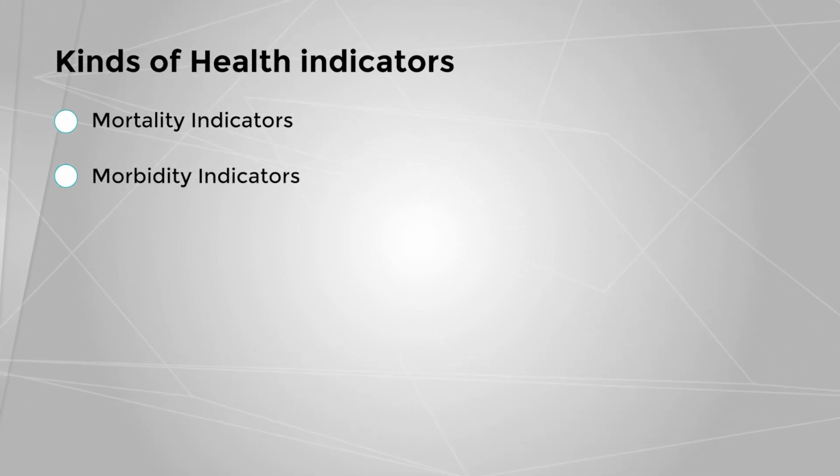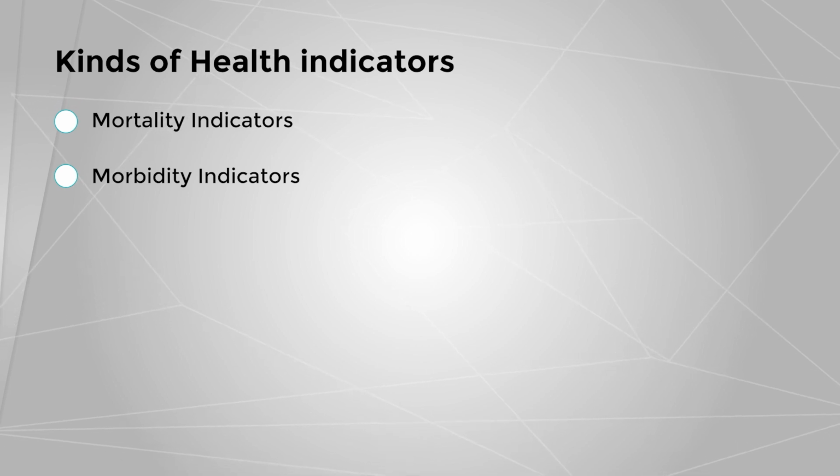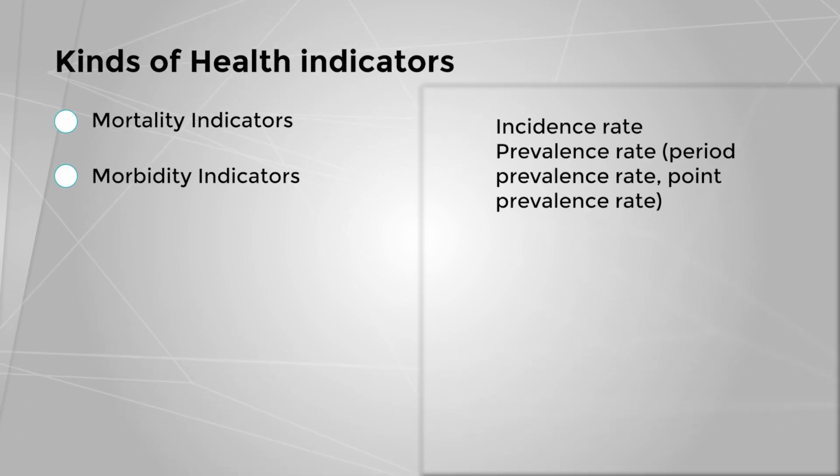These are used to measure the illness or sickness in the population. These indicators measure the incidence and prevalence rate of diseases and conditions within a population. Since we have already discussed incidence and prevalence rate earlier, I'll move forward to the next category.